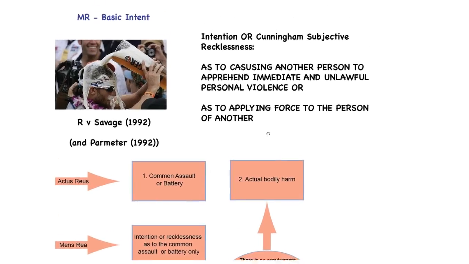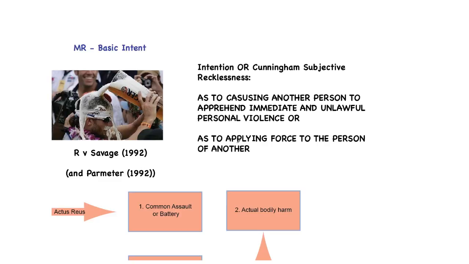Finally, we're going to talk about mens rea. And mens rea is complex in ABH. It is a basic intent crime. So that means it can be committed either intentionally or with cunning and subjective recklessness. What is surprising, if we remember that one of the central tenets of English law is that you have to demonstrate that you have the guilty mind to commit the offence that you are being charged with, is that this is not necessarily true in terms of ABH.